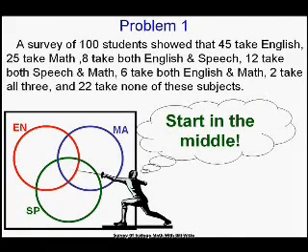Don't do it because I said so. Do it because it's going to be the most useful. The number you're going to use the most is the one in the middle. We want to figure that one out. That's the super intersection, the intersection of all 3 or all 4 or whatever. So that's the person that takes English and math and speech.